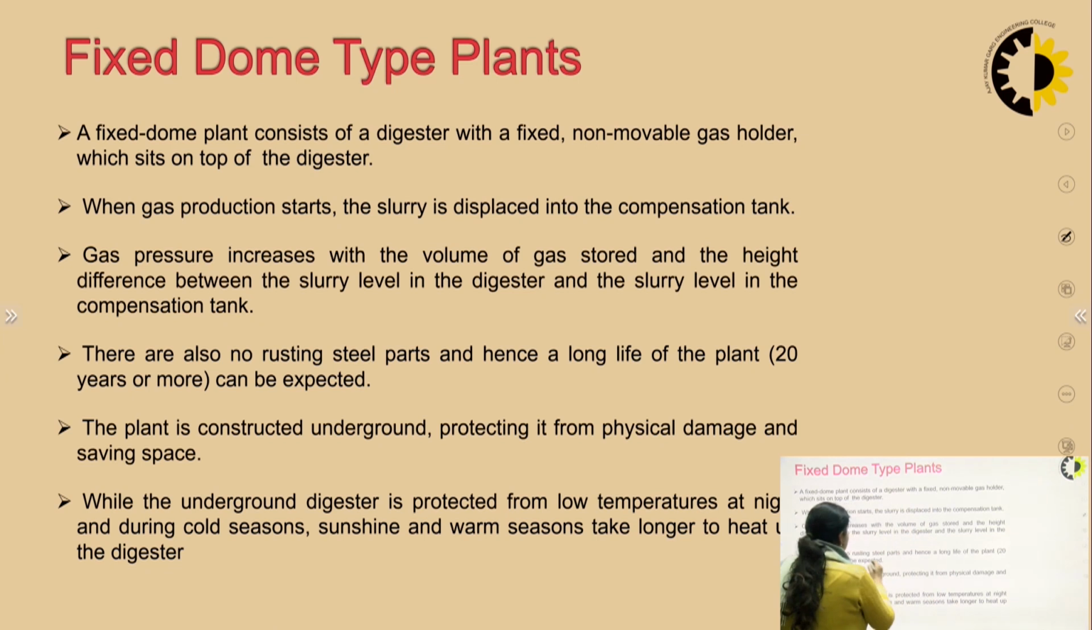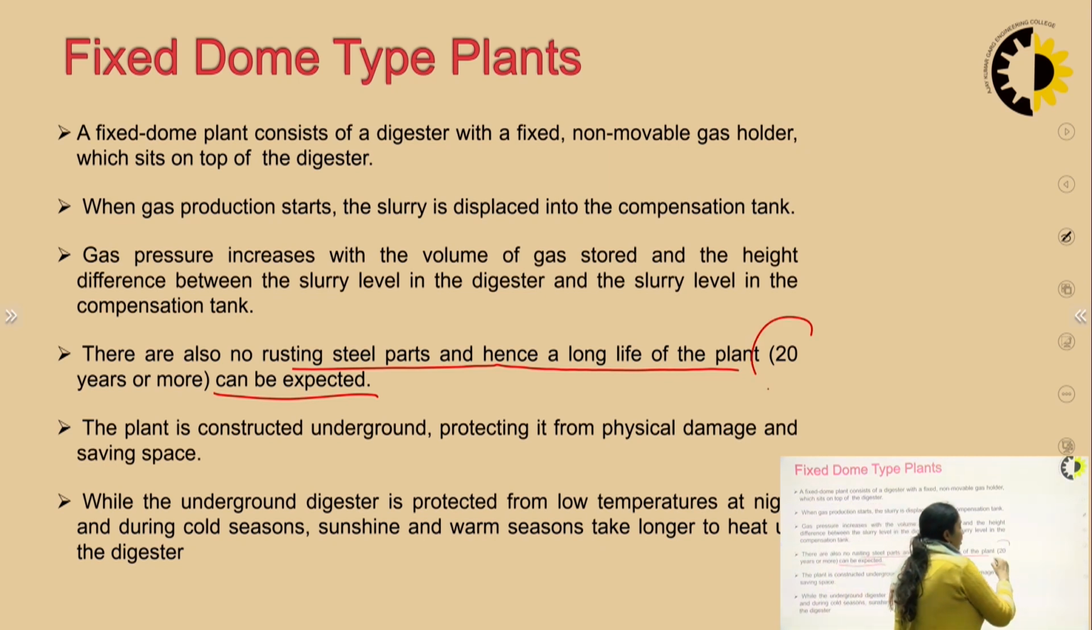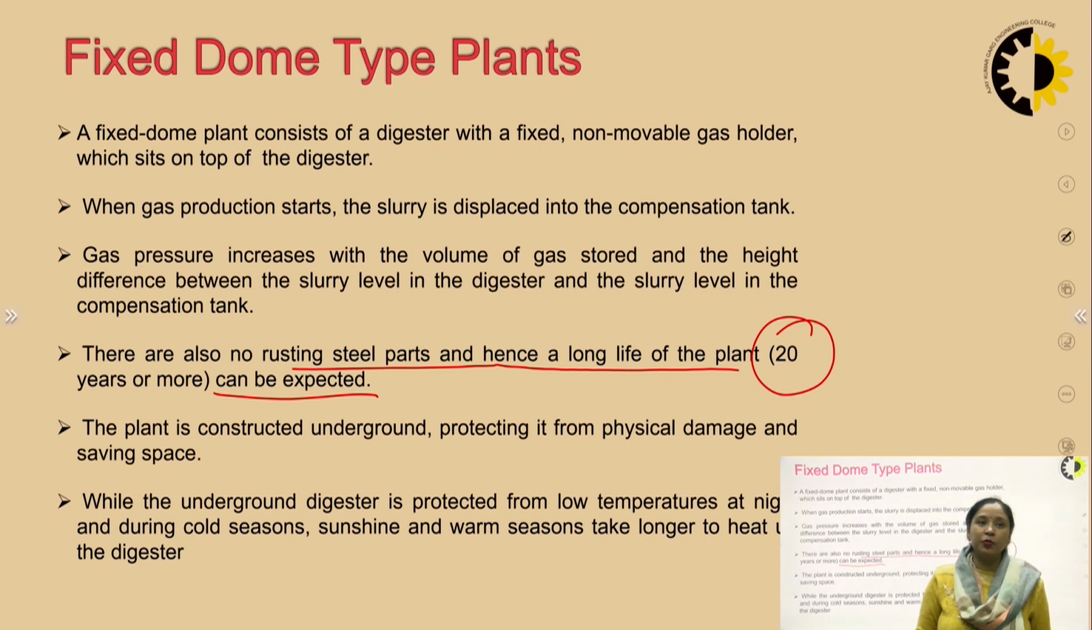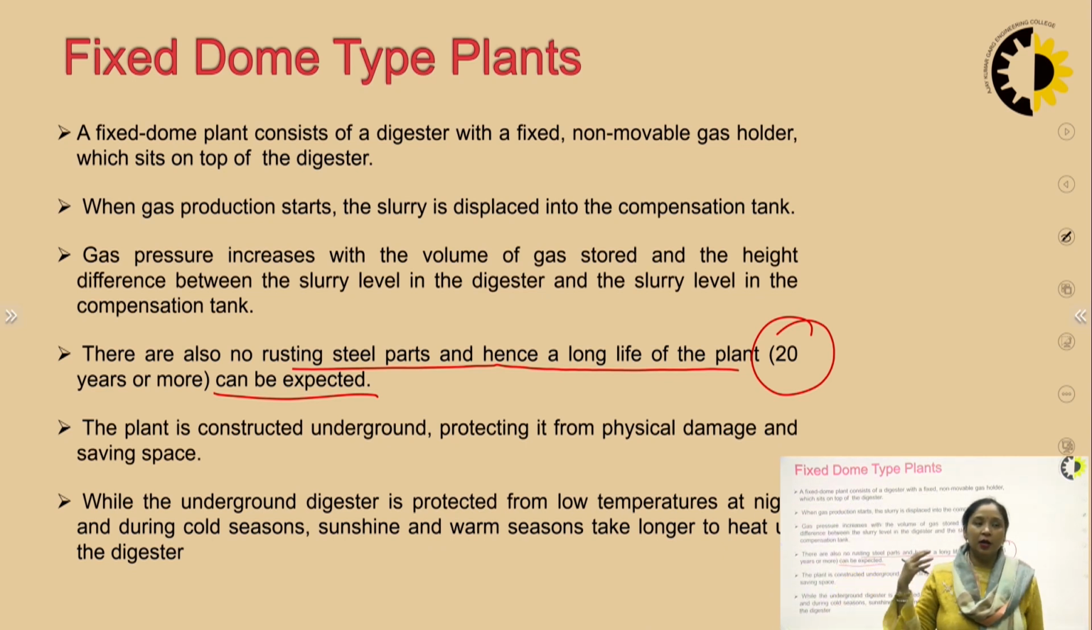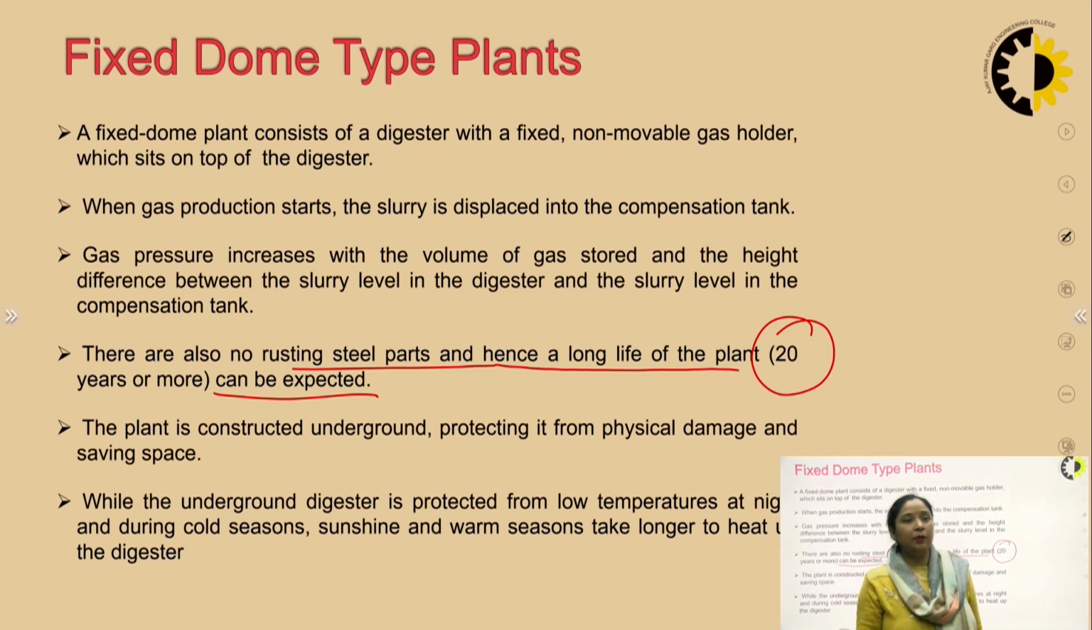There are also no rusting steel parts, hence a long life of the plant can be expected. We can have more than 20 years of lifespan of a fixed dome type plant. The plant is constructed underground, protected from any physical damage. Like in floating type, there may be some damage, but in fixed type, since there is no movable part, there is no problem of damage.